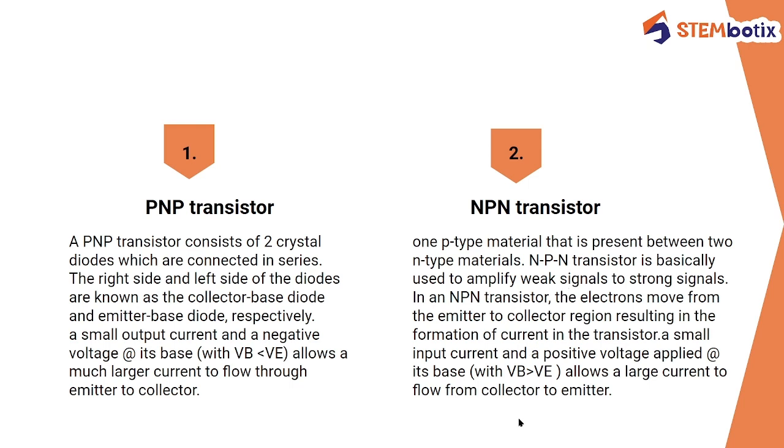In an NPN transistor, the electrons move from emitter to collector region, resulting in the formation of current in the transistor. A small input current and a positive voltage applied at base, where the base voltage is greater than the voltage at emitter, allows a large current to flow from collector to emitter. So in an NPN transistor there is a current flowing from collector to emitter, and in a PNP transistor the current flows from emitter to collector.